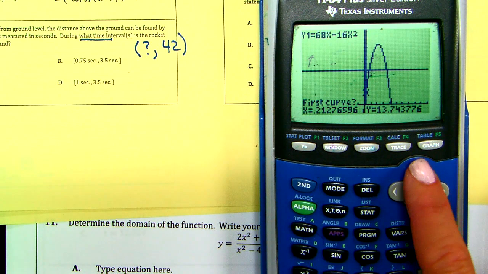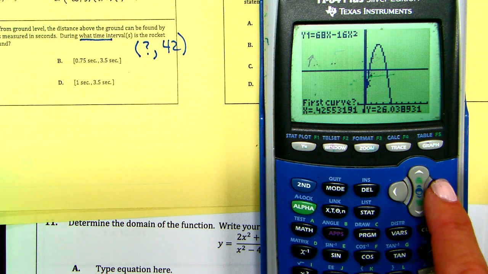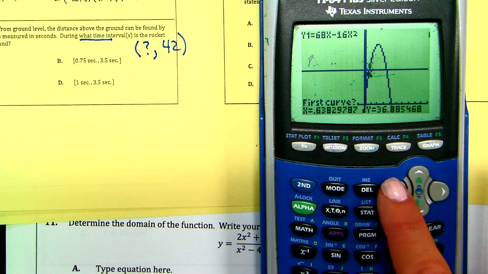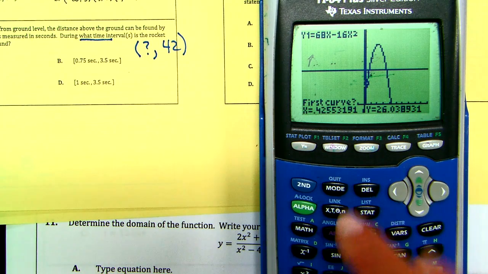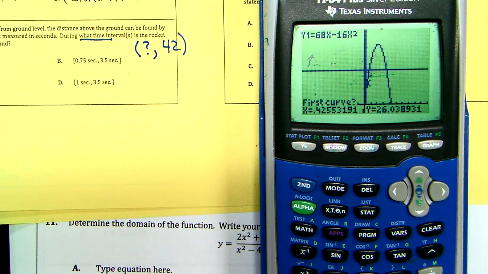Sometimes I can't see my cursor very well, so I might sit here and play with it for a minute. So you're watching me kind of play with it. Okay, I'm below that intersection right now. Does it matter how far below? No, I'm below it. I hit enter.